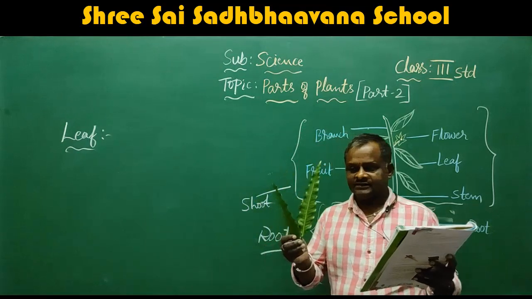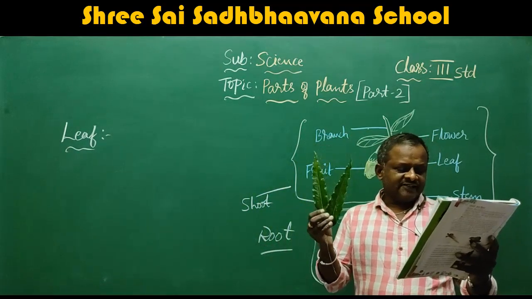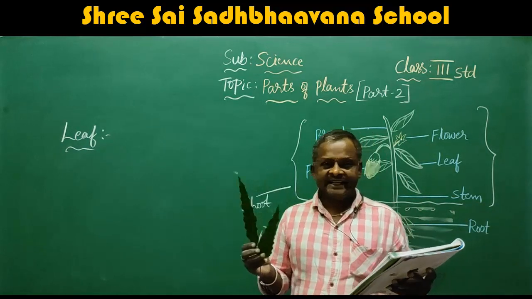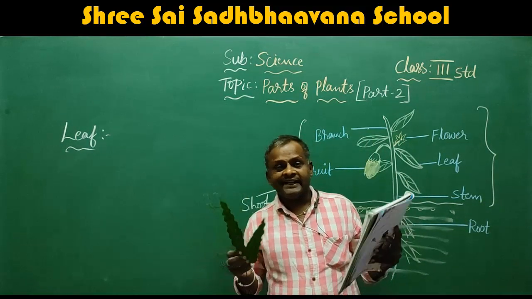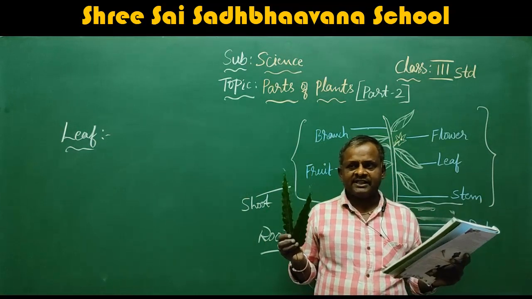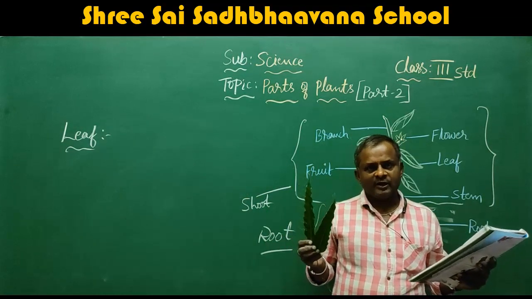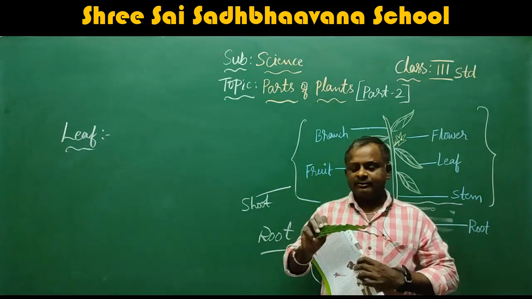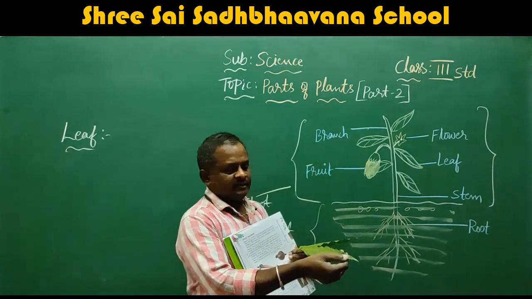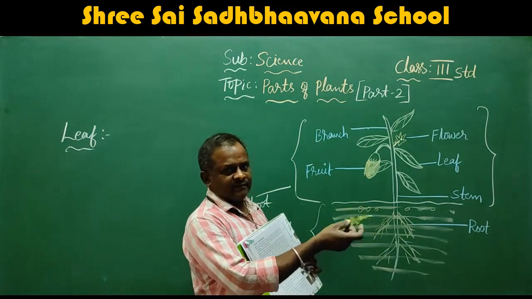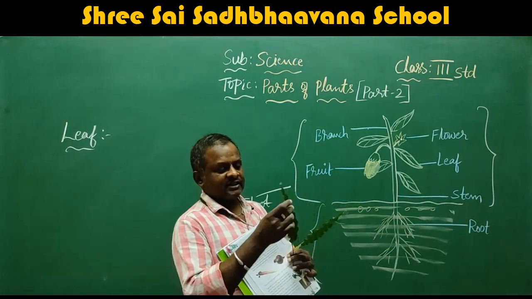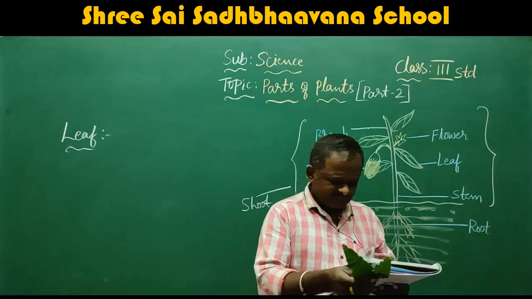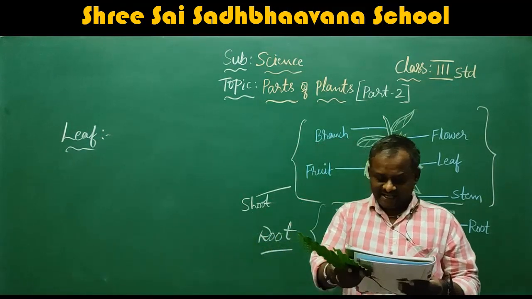See the leaf. This is the leaf. The leaf is the most important part of the shoot. Most plants have green leaves. Some special plants have reddish or yellow colored leaves. The flat and broad part of a leaf is called leaf blade. See here, in the back side we will observe, in the front also we will observe, this is called the leaf blade, or lamina.